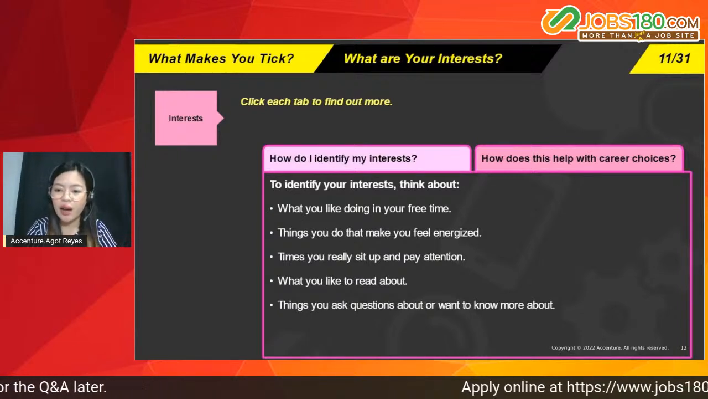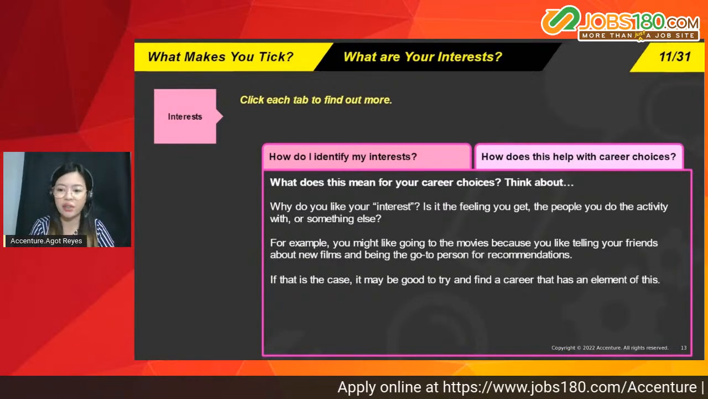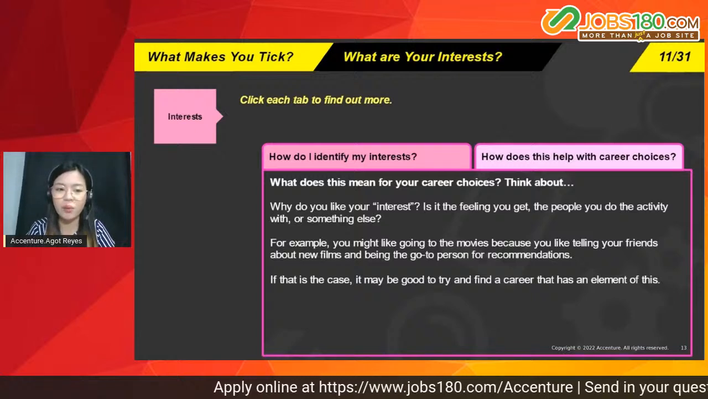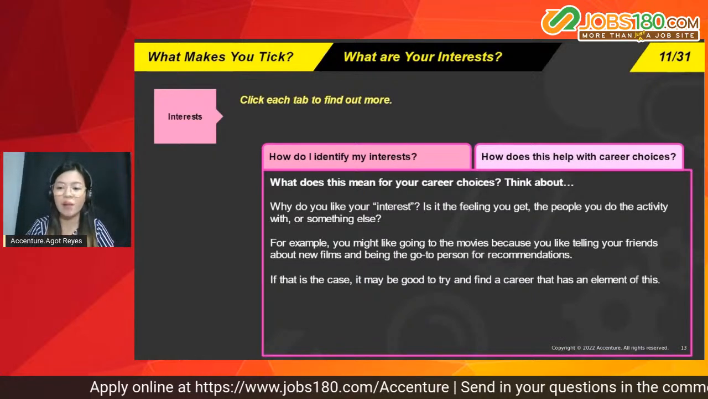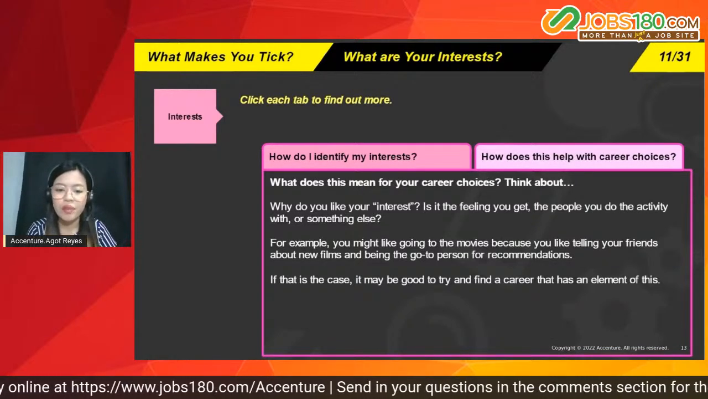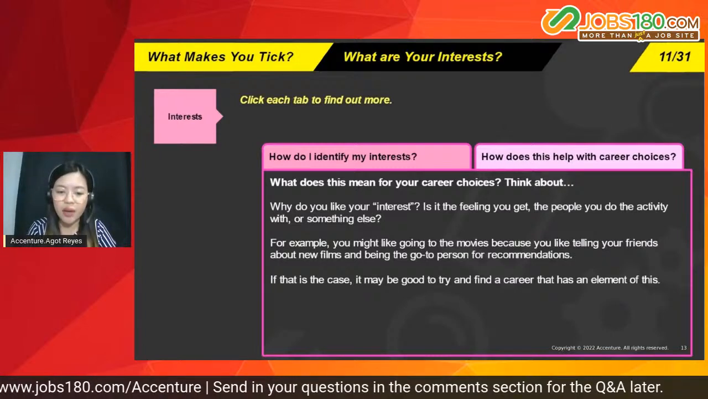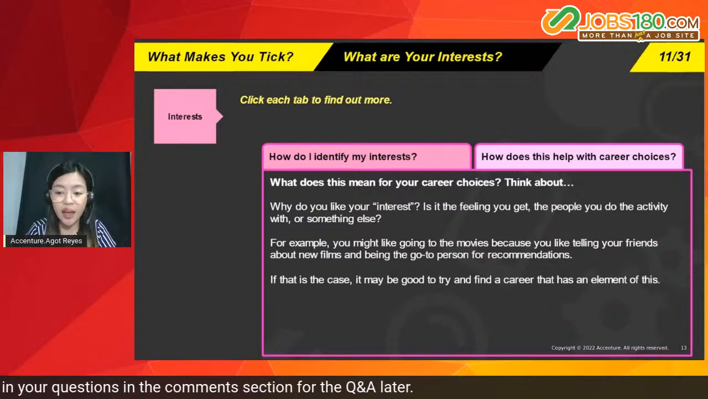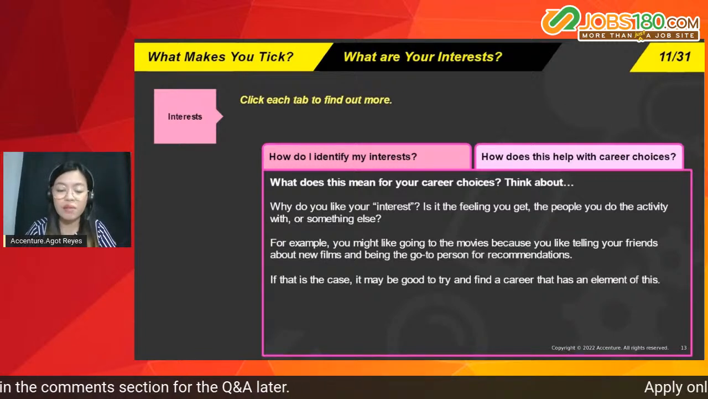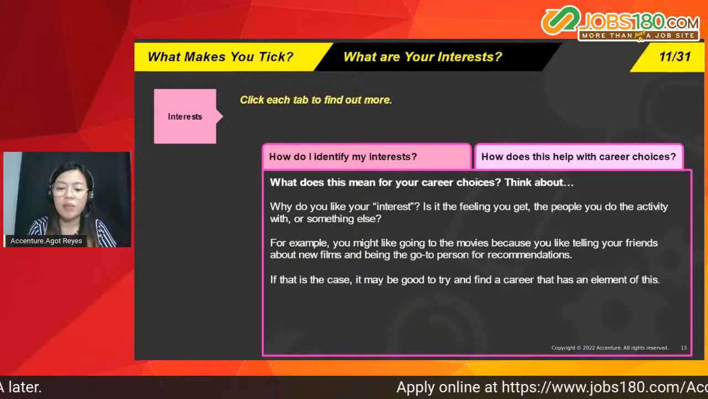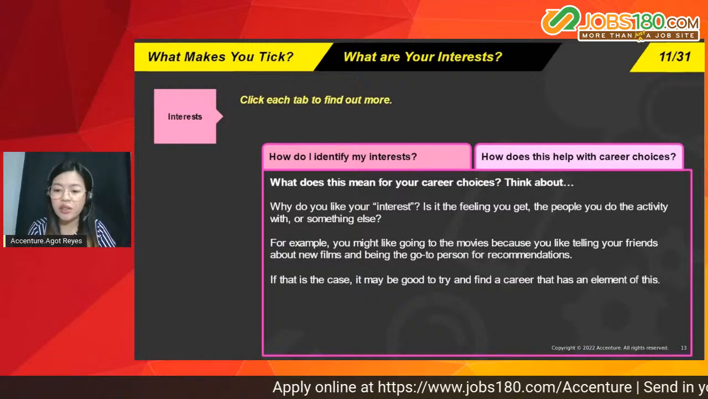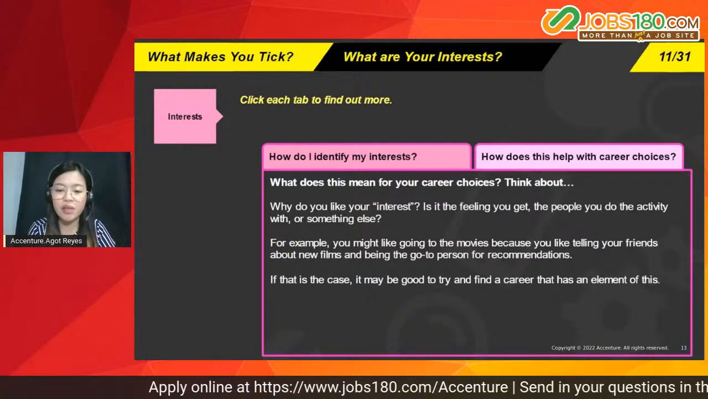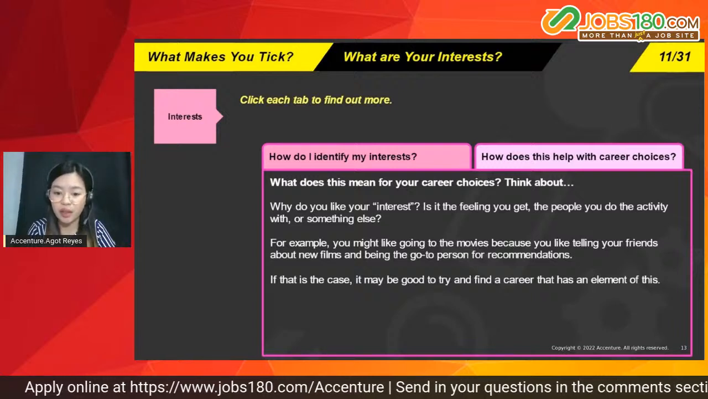So second, how does this help with your career choices? Meaning, how will knowing your interest help you with your career choices? So, you have to answer the question, why do you like your interest? Bakit mo ba siya gusto? Is it the feeling that you get, the people you do the activity with, or is it something else? So, for example, you might like going to the movies because you like telling your friends about new films and being the go-to person for recommendations.